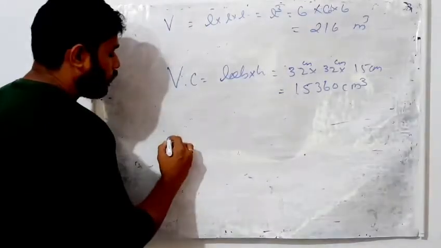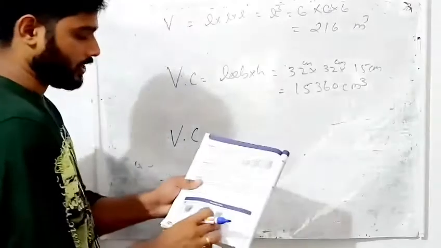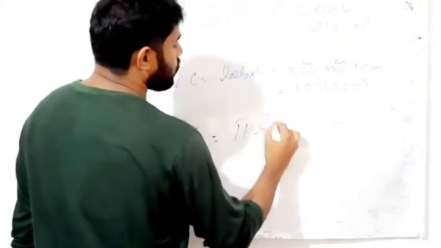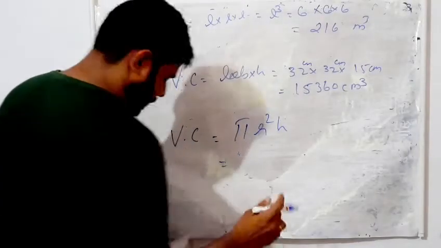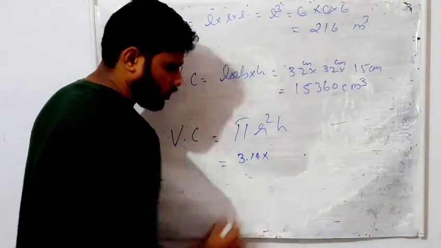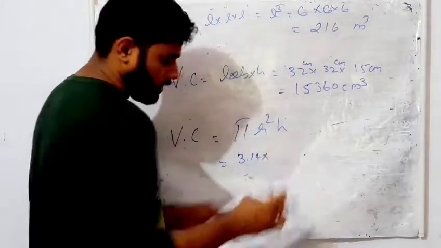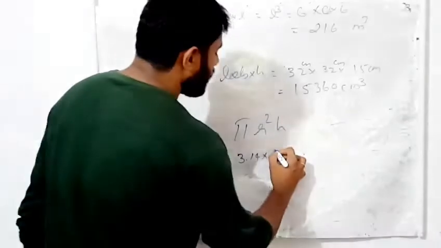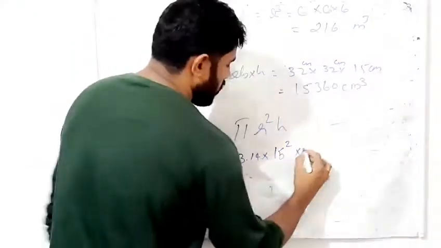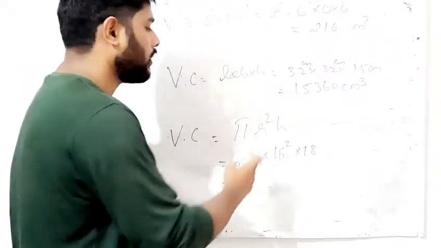So the container looks like a cylinder, okay. Volume of cylinder is equal to how much? Pi into r square into h. Pi we can take as 3.14, into r square. How much radius is here? In this question they have already given 15 centimeter as the radius. That means 15 square into h, which is 18. So 3.14 into 15 into 15 into 18.